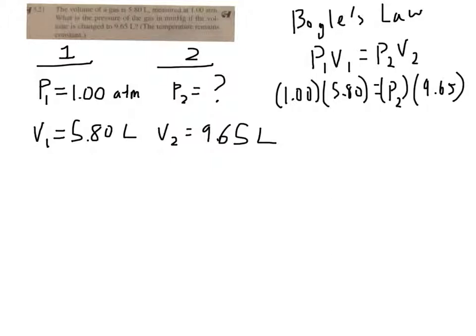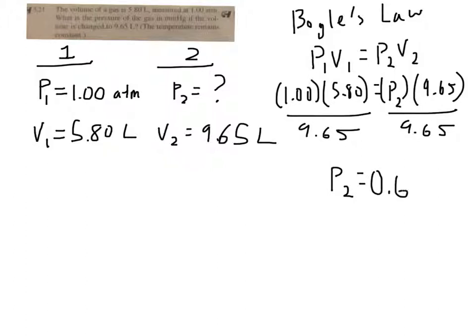Because we're solving for P2, we divide by 9.65 on both sides, and we end up with P2 equals 1.0 times 5.8, which is just 5.8, divided by 9.65, and we end up with P2 equaling 0.601 atm. Notice I'm maintaining 3 sig figs. Now, this comes out in atmospheres because you work with atm when you use Boyle's law or the ideal gas law. That's how it works.